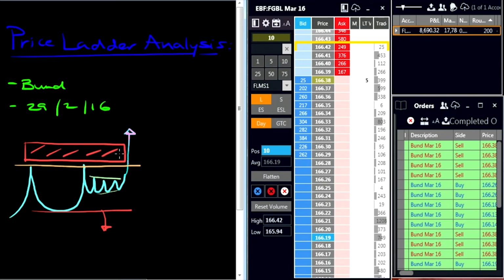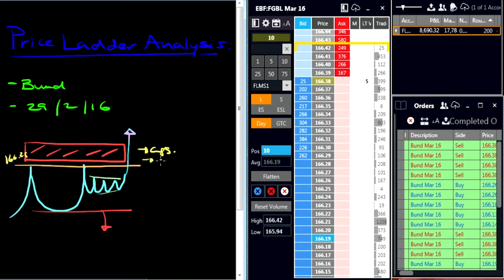Now, as soon as we get through that level, which in this case was the 166.25 level, that's where you start seeing a stop run taking place. And this is where we start seeing in here aggression and stops run. So essentially that was the price analysis stream that I wanted to go through very quickly for you guys.